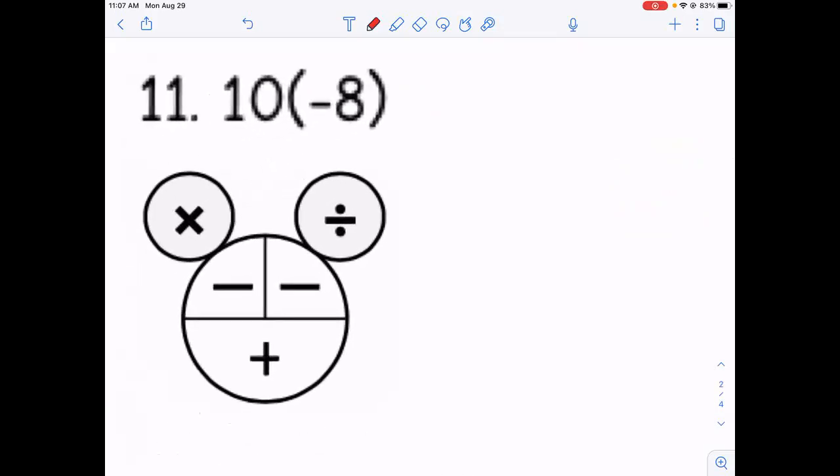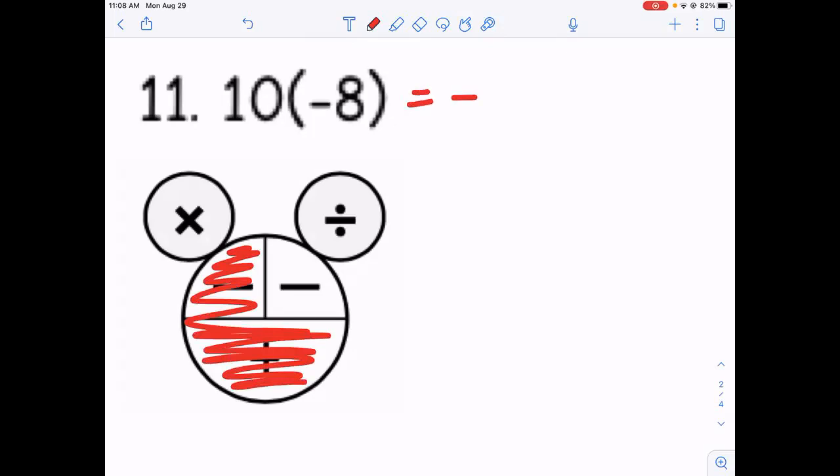Number 11. Think to yourself, is it going to be a negative or a positive answer? Okay. Bronson, what is your idea? Negative. If we take a negative times a positive, we are going to have a negative answer. Trent, what's our answer? Negative 80. It's really nice when I give you 10 to multiply by, right? Yeah, good job, Trent.